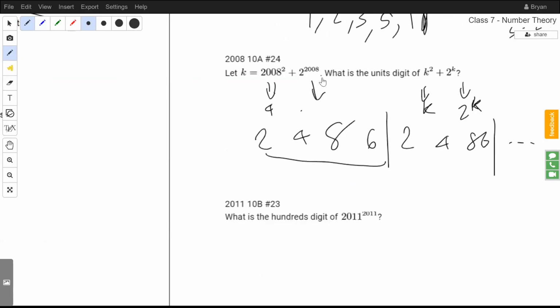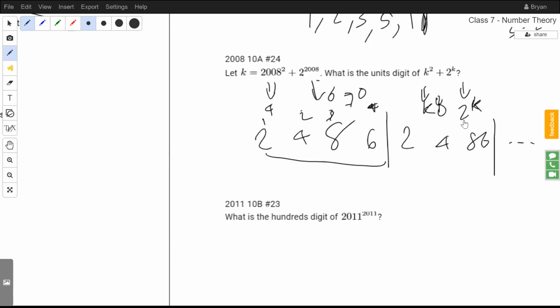And, you know, 2008 mod 4 is going to be 0. And in this case, this is 1, 2, 3, 4, right? And 0 refers to 4. So we know the unit digit of 2 to the 2008 is just 6. So that means that the unit digit of k is just going to be 0. So this part is just 0, as k squared is also going to end at 0.